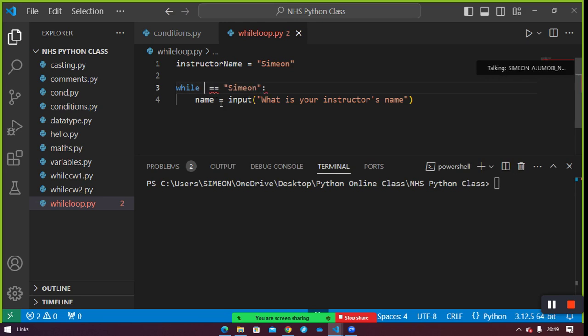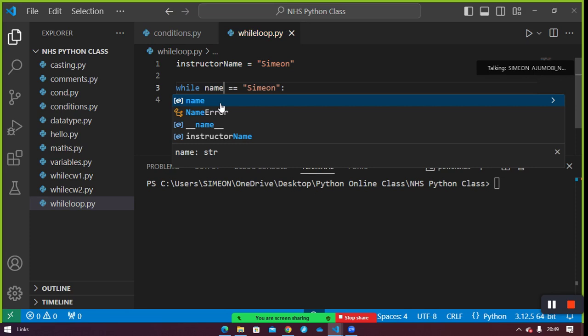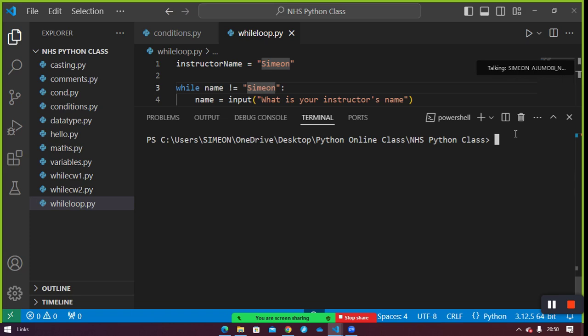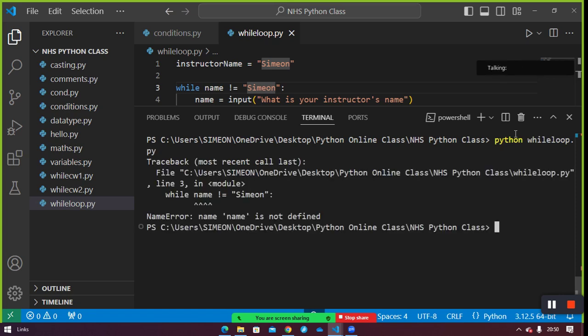Okay, let me run this first before I explain what I just typed here. I'm going to be doing python while loop dot py. Okay, yeah. It says name is not defined.